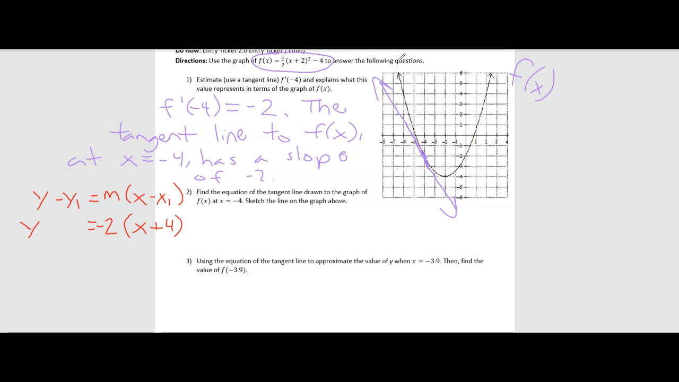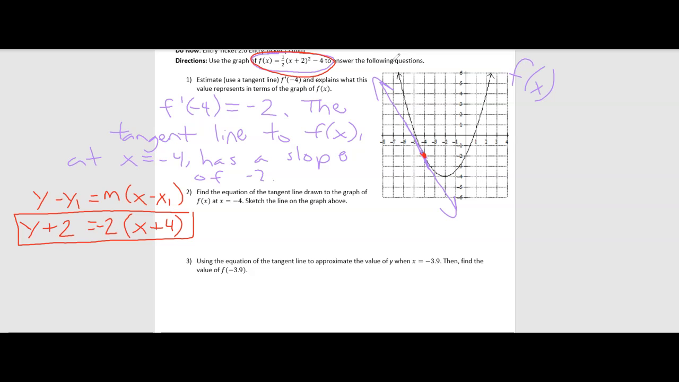And you may think, okay, how do I do that? Well, they give us the graph of f of x. So we could look at x equals -4 and look at what our y value is. Or we could use our equation, right? We could substitute in -4 into our function and get a y value. In this case, it ends up being -2, so y plus 2, and this would be the equation of our tangent line.